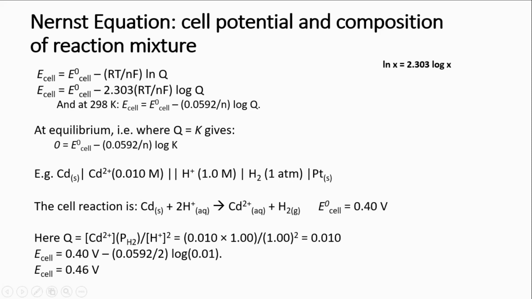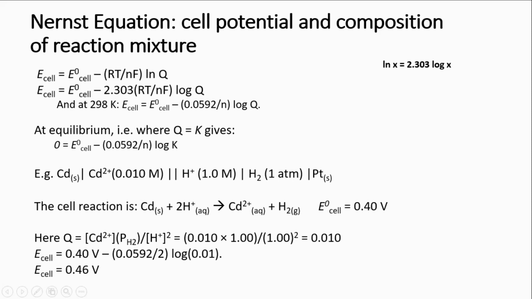Now the cell reaction is where we have cadmium solid being converted to cadmium 2 plus, that is an oxidation, a 2 electron process. That is, the cadmium solid will lose 2 electrons to produce cadmium 2 plus, and then we have 2 moles of hydrogen ions reacting to produce 1 mole of hydrogen gas, which requires 2 electrons. It's a 2 electron process, that is, n in the Nernst equation will be 2. And the standard cell potential for this process is 0.40 volts.